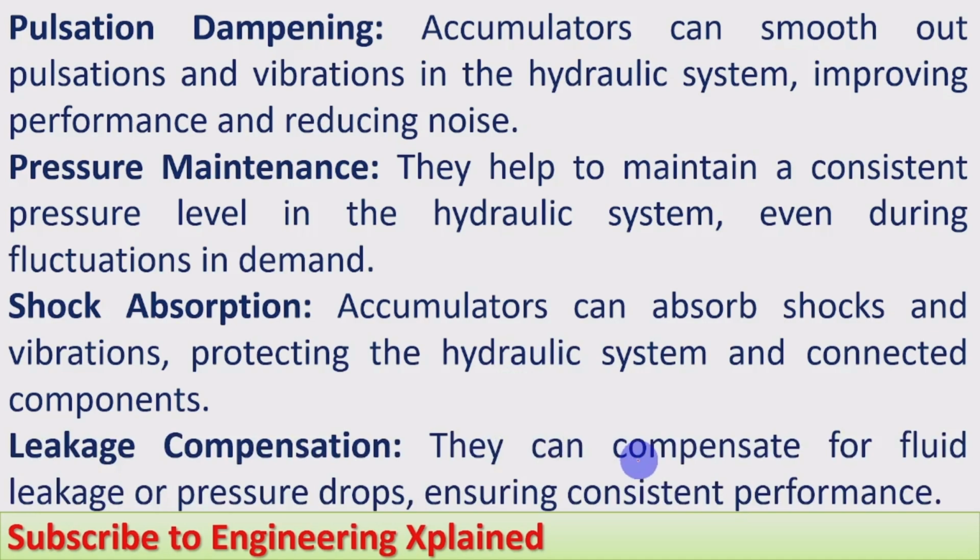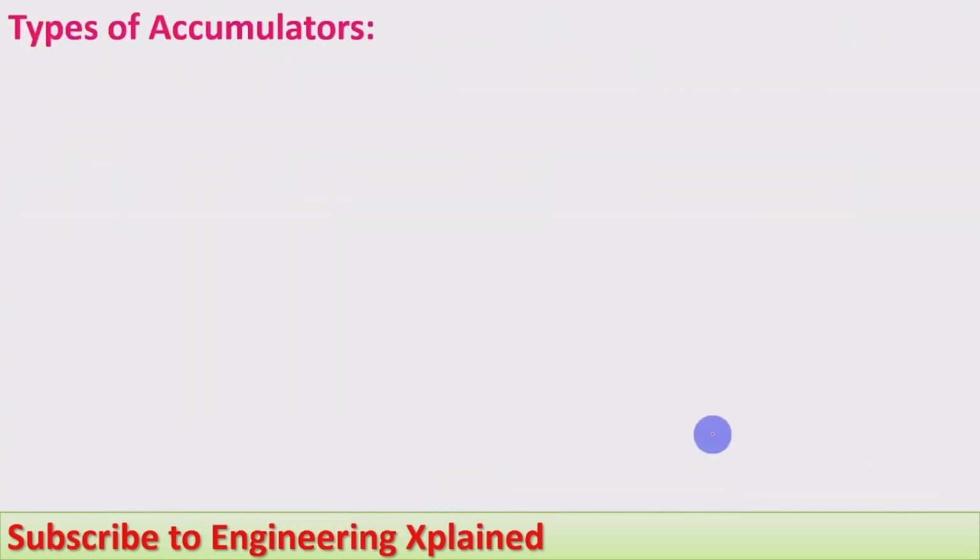Leakage compensation: they can compensate for fluid leakage or pressure drop, ensuring consistent performance. If any leakage is there, that much quantity of fluid will be lost from the system. The additional flow of fluid that is required can be supplied by these accumulators. And if the leakage causes a drop in pressure, that pressure drop can also be compensated by the accumulator.